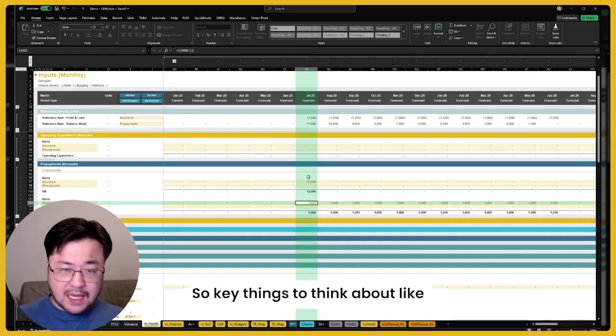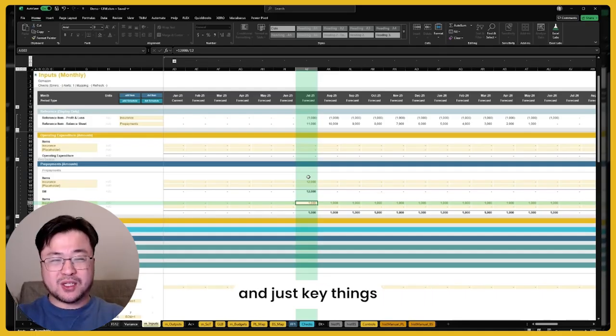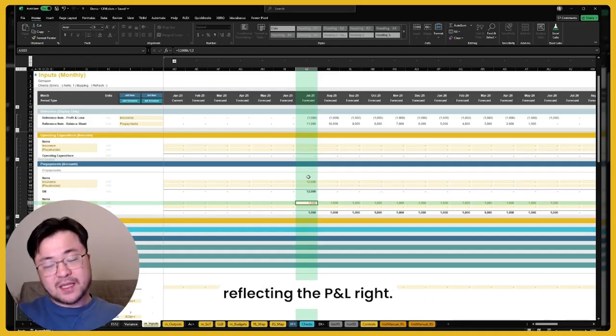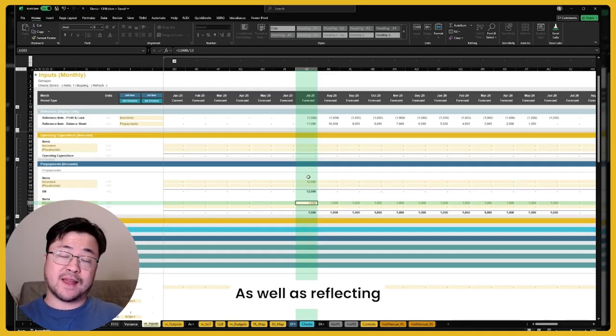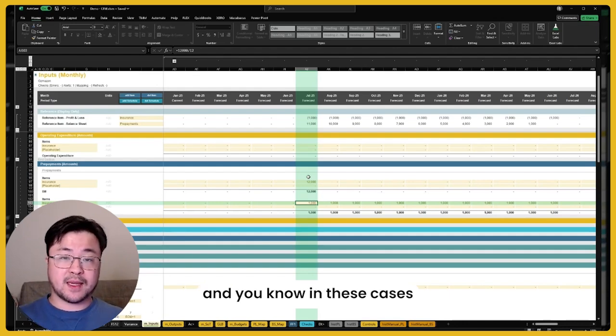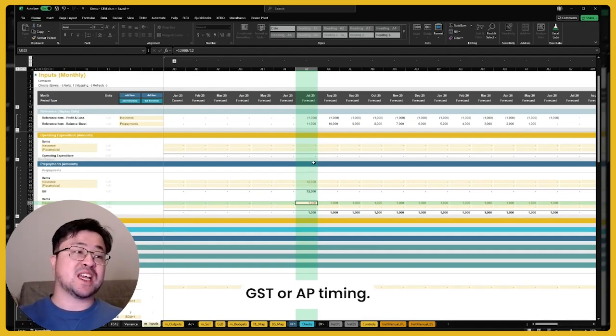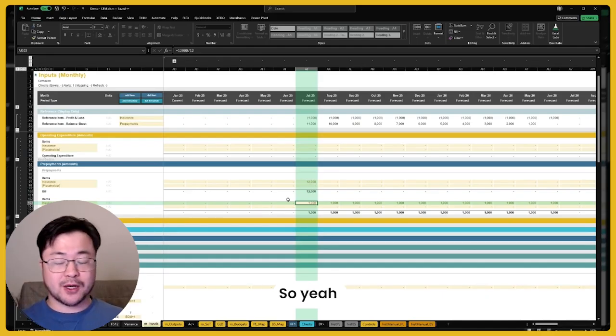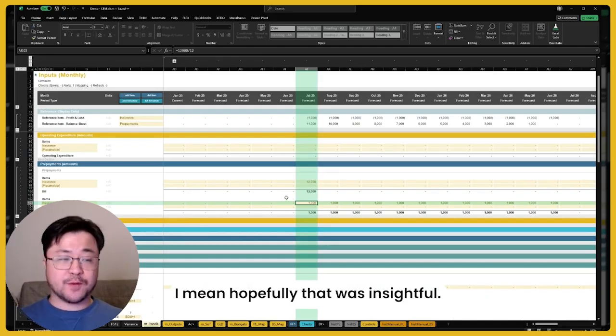So key things to think about, and just key things to understand, is that you're reflecting the P&L right, as well as reflecting the balance sheet correctly. And, in these cases, dealing with the nuances of things like GST or AP timing. So yeah, hopefully that was insightful.